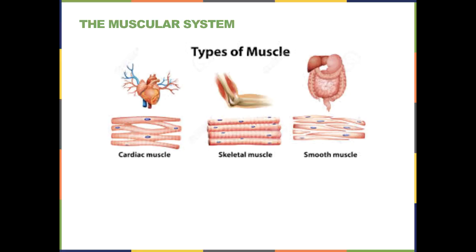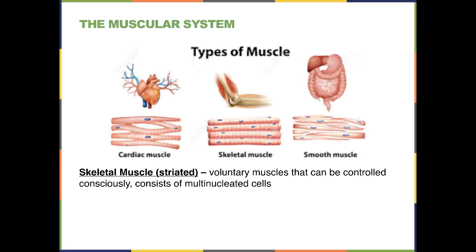Now, there are really 3 types of muscles that we need to consider. The first of these is called the skeletal muscle. It's also called the striated muscle. These are the voluntary muscles that can be consciously controlled, and they consist of multinucleated cells. In this diagram, the middle section is the skeletal muscle, and you'll notice the stripes that are present in those muscle cells. And each muscle cell has more than one nucleus.